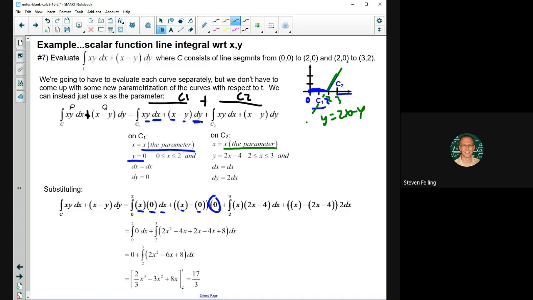where I'm allowing x to go from 2 to 3. And then that means that dx is dx, because that's the parameter. But for dy, I'm going to find dy/dx and solve for that, right? So dy/dx is 2, and therefore dy is 2 dx. Okay, now when I substitute, my x stays x, but my y becomes 2x minus 4, my dx stays dx, and I replace the dy with 2 dx. And then we integrate each one separately and we get 17/3.